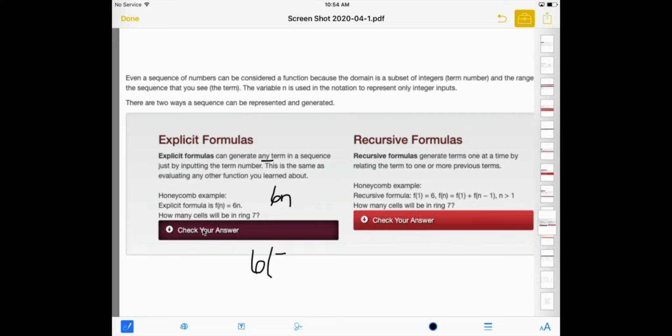Now the question says, how many cells will there be in ring 7? So I'm just going to take 6 times 7, and that's going to get me 42.